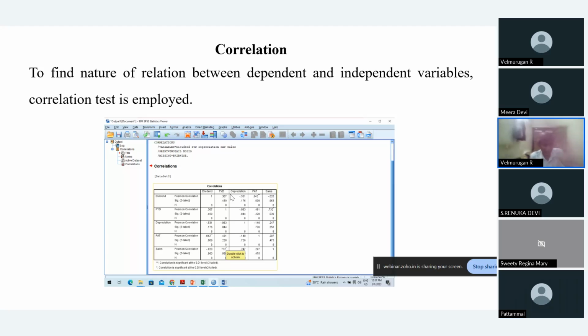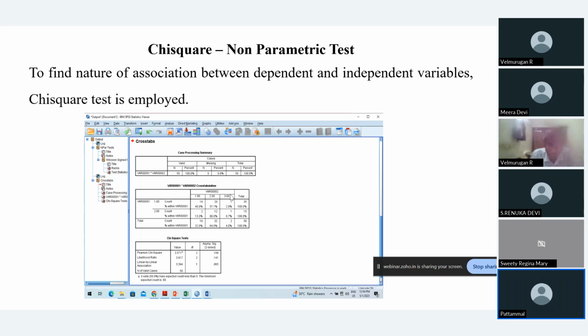Sir, good evening. Good evening, ma'am. Sir, as you said, chi-square is about finding the relation between variables. Is it about the significance of the factors and variables that we are testing, or is it just between the variables, to see the relation between each other and how it affects? Yes, we are testing the significance, ma'am.